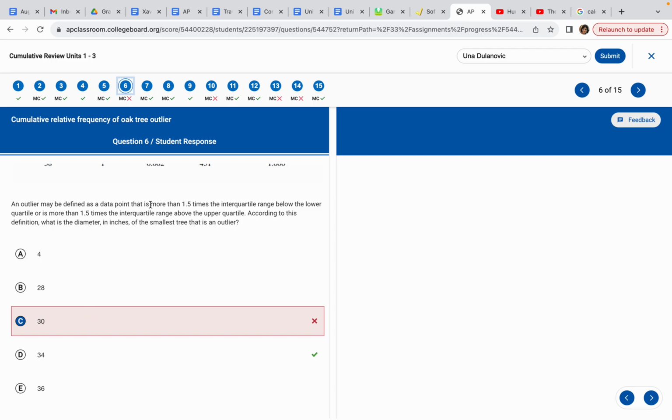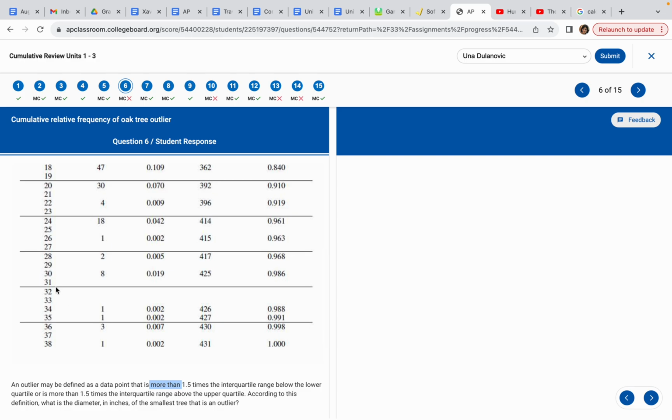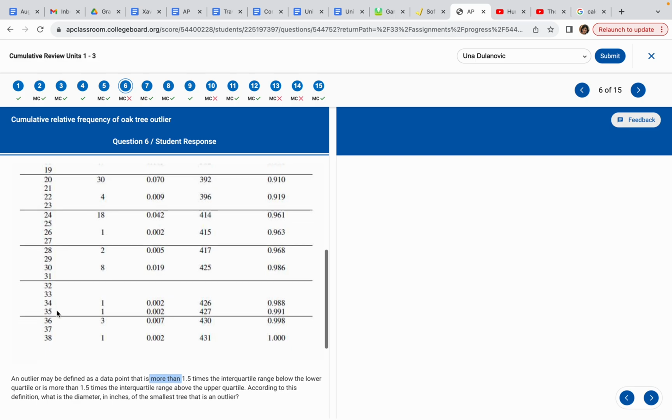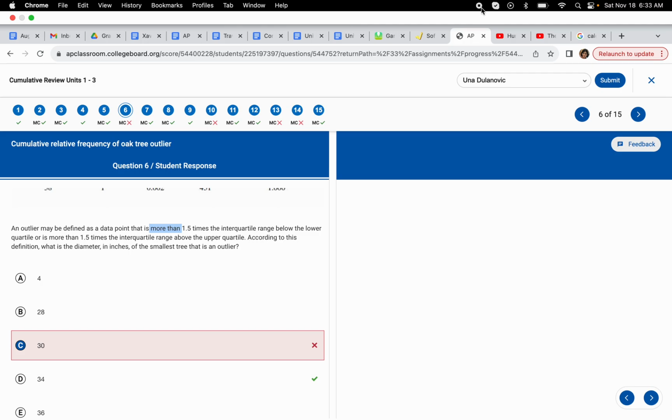But I remember I said the key is more than 1.5. 30 is exactly that. So if we go back and we look at this data set, there's trees of 30, and then the next tree is 34. So that is the smallest one that is an outlier, and that's why 34 is the answer. Good question. Made you think a lot.